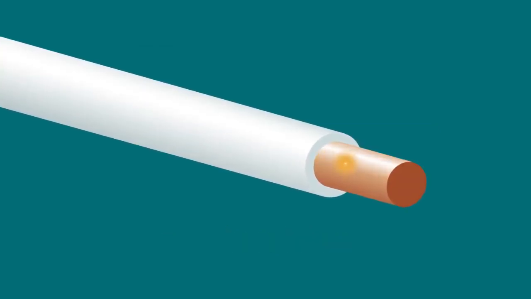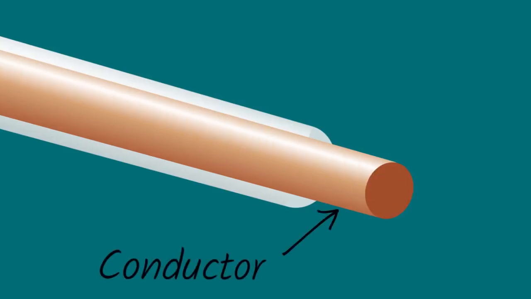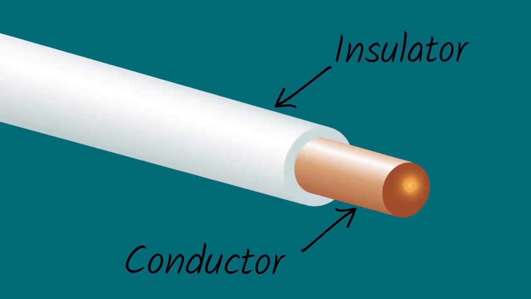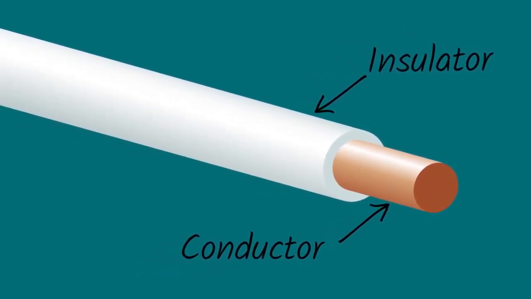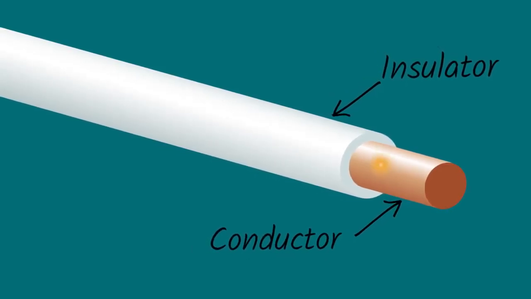Have you ever seen the inside of a wire? The inside is usually made up of copper or another conductive metal, while the outside is made of plastic, an insulator. The copper wire helps the electrons flow, while the plastic insulator helps keep the electricity from being wasted and prevents us from being shocked.